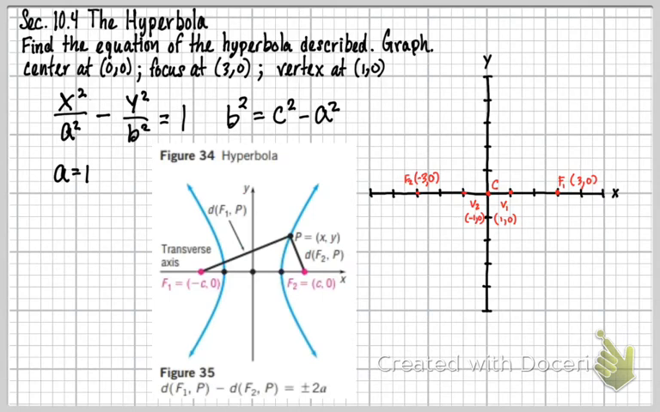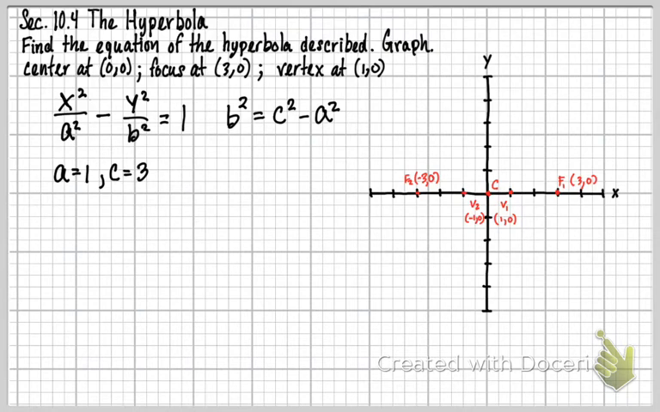And if you notice, our c is the same thing. It goes from the center all the way to the focus, and that's what our c is going to be. So in this one, this is our center, and it goes all the way to the focus. So I see that that's going to be 3.